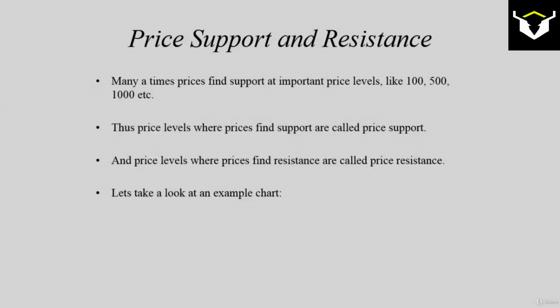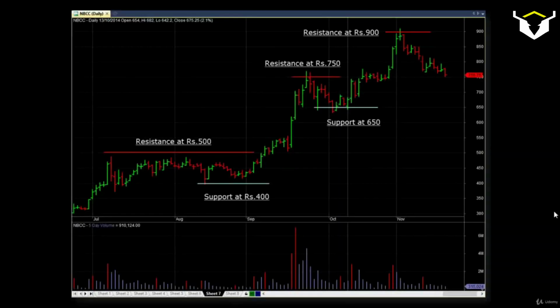A newly listed stock at 20 rupees may rise higher and find it difficult to penetrate the level of 50, and so on. We'll take an example. Following is an NBCC chart. It covers data from July 2014 to November 2014. Starting from July, you can see the stock surged higher but failed to penetrate the level of 500.